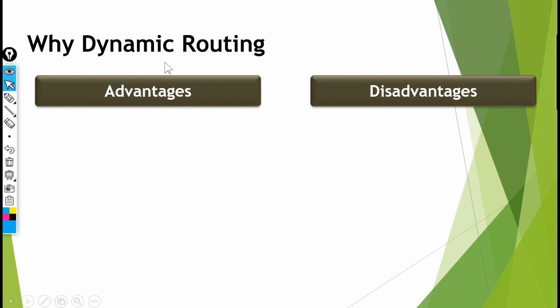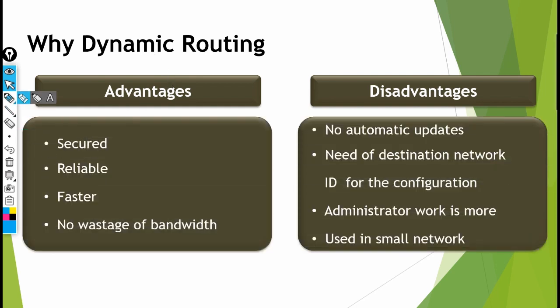So let's look into what are the advantages and disadvantages of static routing, so that it will be clear why exactly dynamic routing is needed. The very basic point is that all these points are completely on the basis of static routing itself. So what happens if you are using static routing, what will be the advantages and what will be the disadvantages? Let's try and understand here.